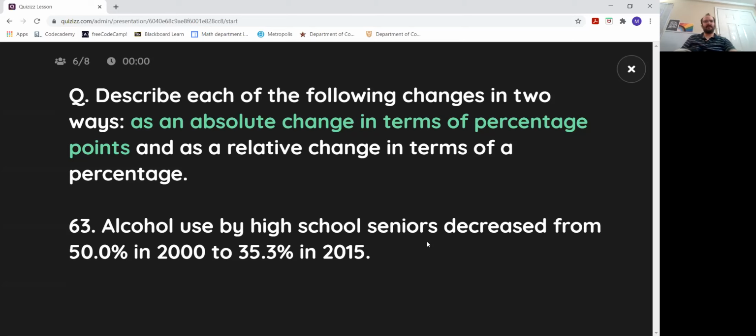All right, so where are we at? Absolute change. This should not take that long, right? It should be like 10 seconds. You're subtracting one number from the other. Yeah.